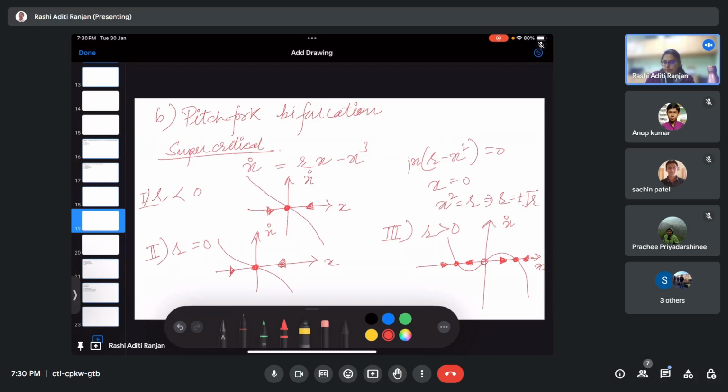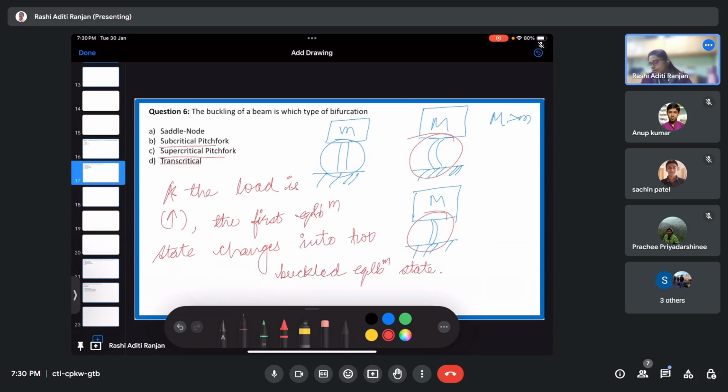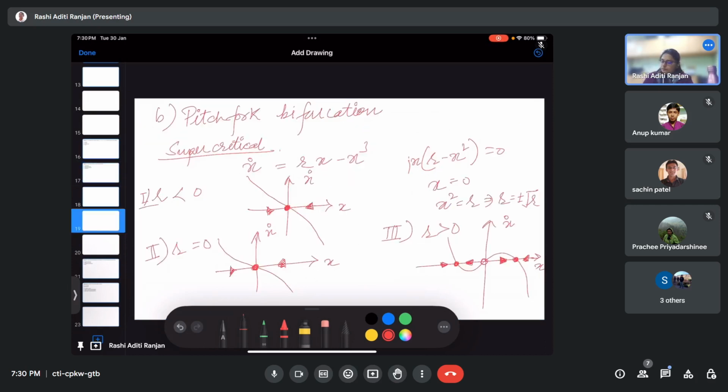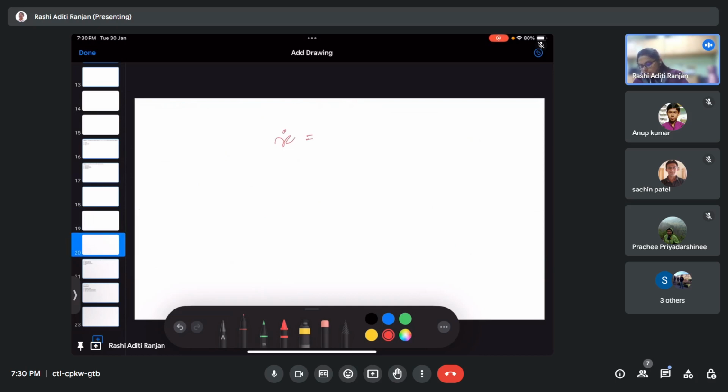This is the case of the buckling of a beam. And so the answer to this question will be supercritical pitchfork bifurcation. Anyways, if I change this to plus, that is x dot equals rx plus x cube, then this would be our subcritical pitchfork bifurcation.